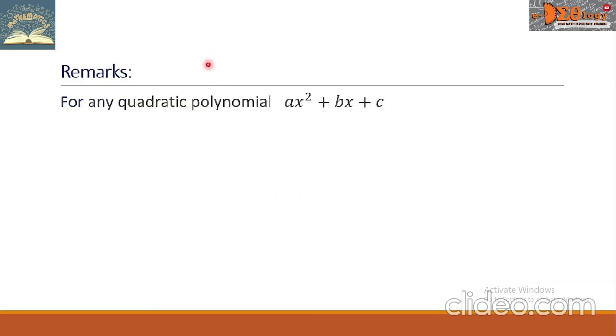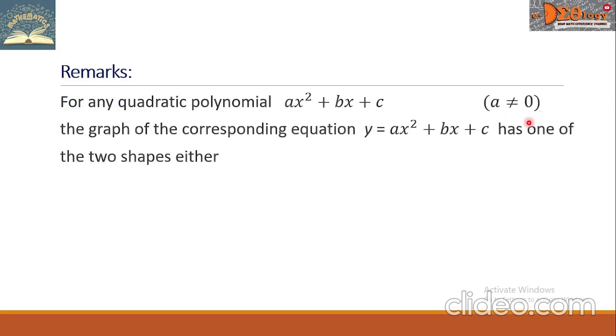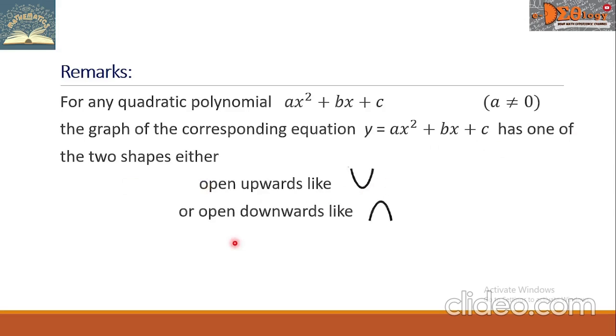We have these remarks. For any quadratic polynomial ax squared plus bx plus c, where a is not equal to 0, the graph of the corresponding equation y equals ax squared plus bx plus c has one of two shapes, either open upwards like this or open downwards like this, depending on whether a is more than 0 or a is less than 0.